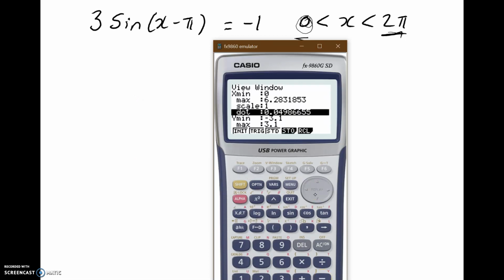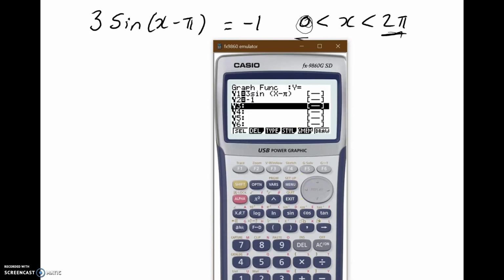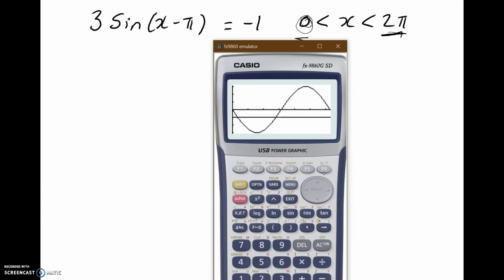For your y minimum and maximum, you really want to just see the graph, so based on what your function is, you will have to adjust them. In this function, I have 3 sine x minus pi. The maximum value is 3 and the minimum is -3. So I've adjusted the y minimum to be a little below -3 and the y maximum to be a little bit above 3 to give me a good view of the function. Now I'm going to draw them again.